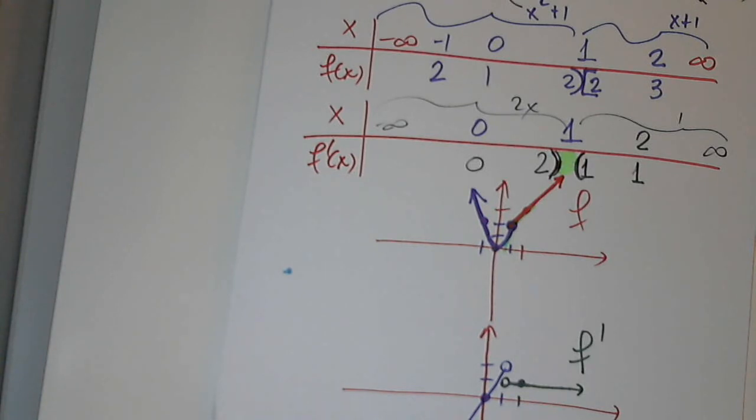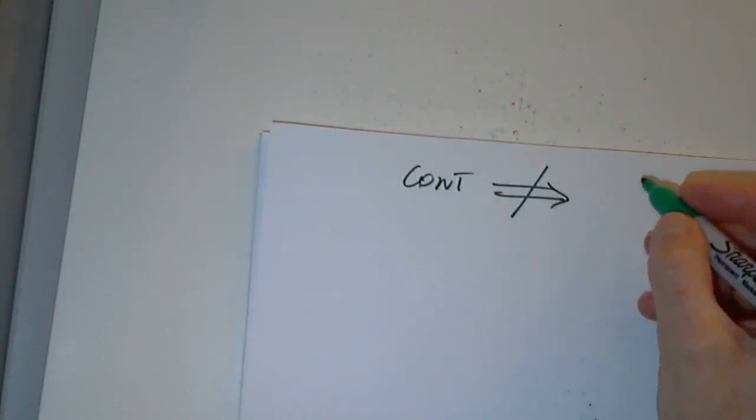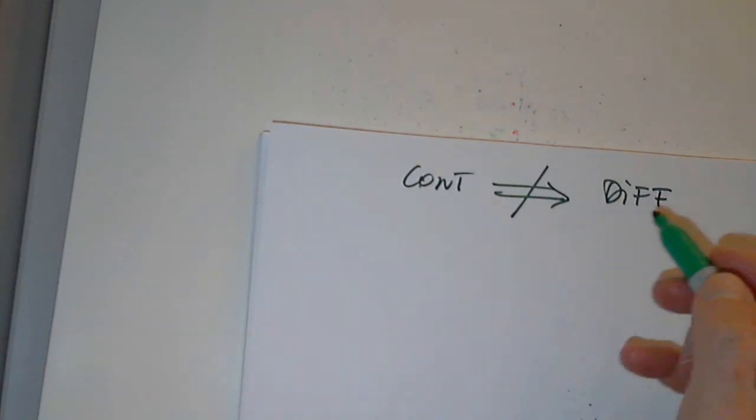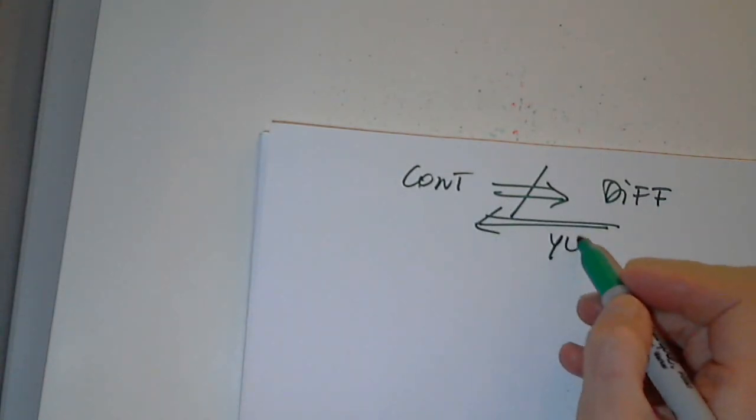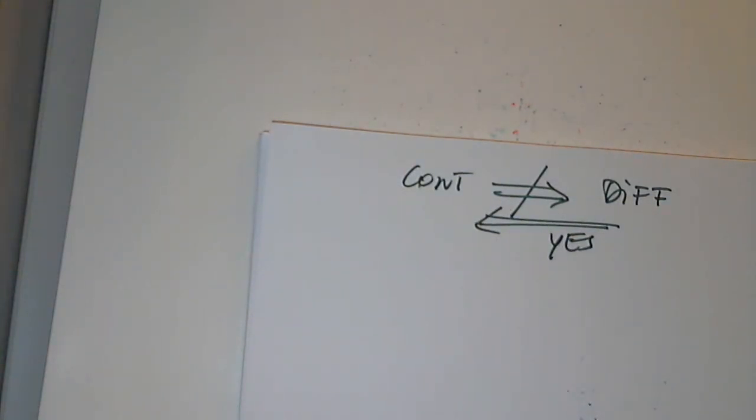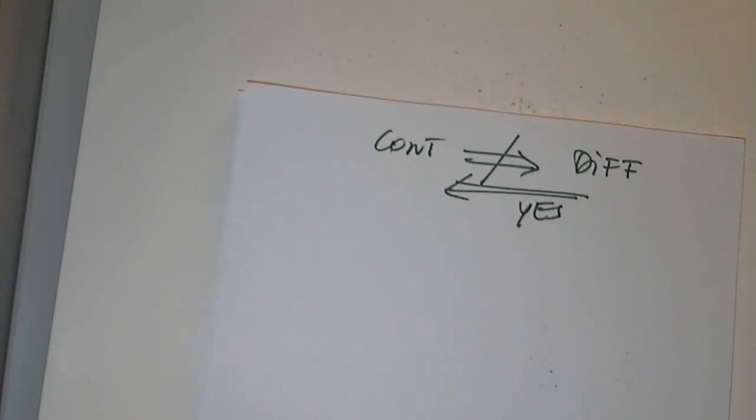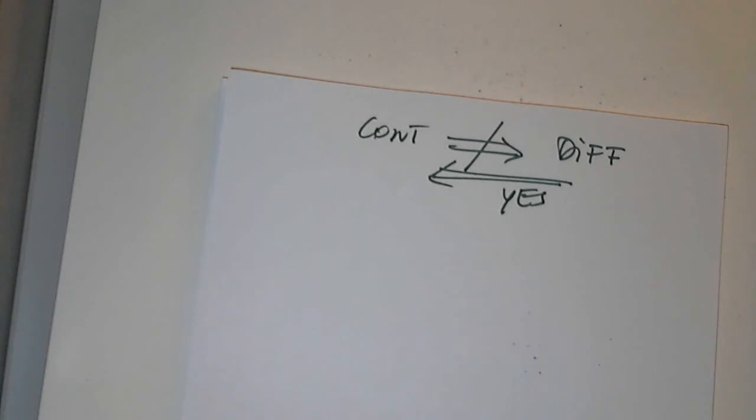Okay, so maybe we should write this if we didn't already. That continuity does not imply differentiability. But the other way, yes. If a function is differentiable at a point, it must be continuous. If a function is differentiable everywhere on its domain, it must be continuous everywhere on its domain.